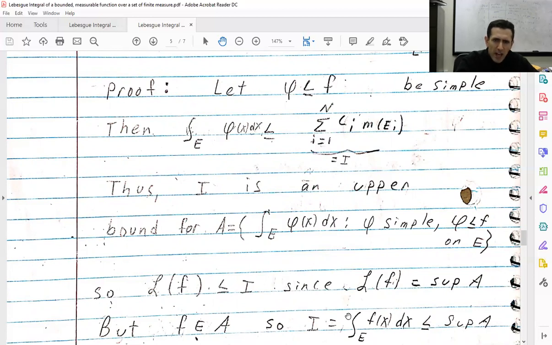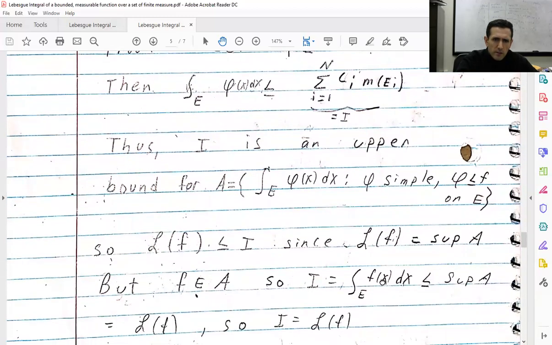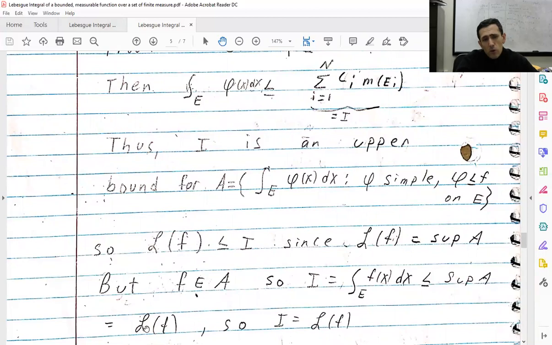So f is an A, so the supremum is an upper bound for all these integrals, but this integral here is one of these integrals. So the supremum is bigger or equal to this integral, and the supremum is the lower Lebesgue integral, so they coincide.